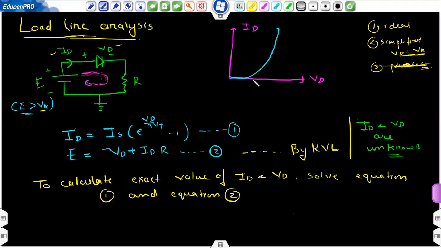So instead of taking the actual characteristics into account, what you have done is assumed that Vd will be fixed at Vk. It is not changing. No matter what the value of E is, if E is greater than Vk, Vd will always be equal to Vk. But this is wrong. This assumption we have made for our own simplification. In actual, there are various values of Vd, and for various values of Vd, you can have different values of ID.